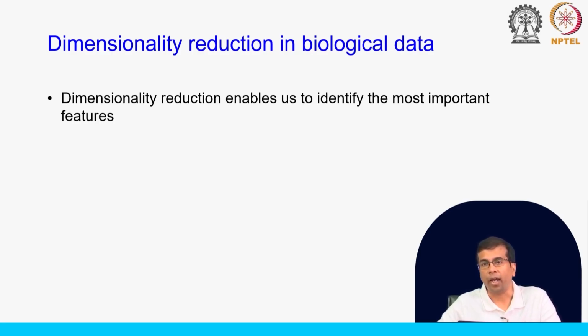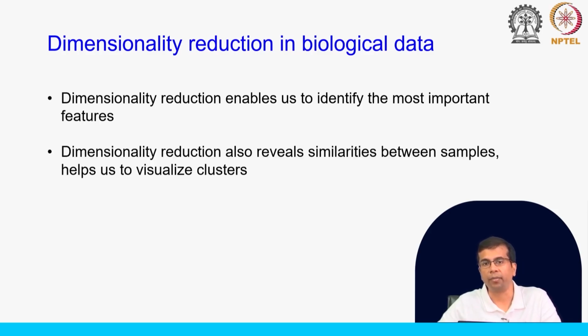The other thing that dimensionality reduction can do is reveal similarity between samples. When we do dimensionality reduction, we take all samples. In this example, let's say we have 20,000 genes and 10 samples. Dimensionality reduction also reveals what the similarities between samples are, or which samples are similar to each other in terms of expression pattern, of all genes or the most important genes, and which samples are different.